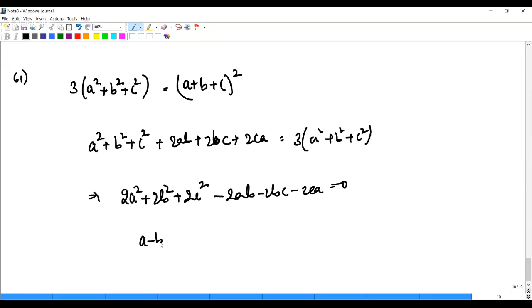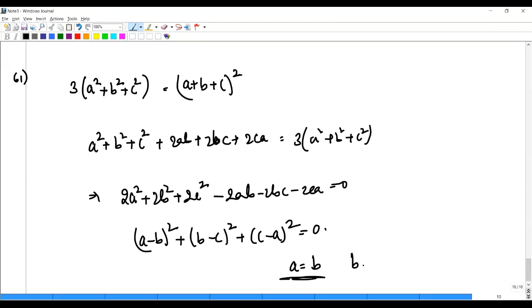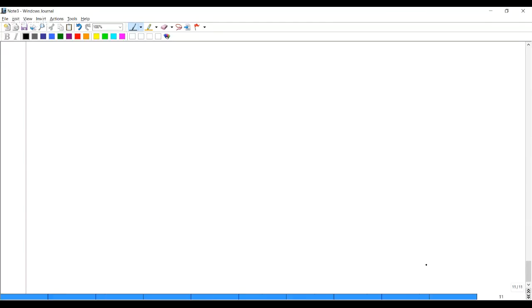You can write it as (A minus B) whole square plus (B minus C) whole square plus (C minus A) whole square is equal to 0. So you can say A equal to B, B is equal to C, C is equal to A. It's an equilateral triangle. When it becomes an equilateral triangle, you know each and every angle is 60. Sine square 60 into 3 times because everything is same. 3 into 3 by 4 which is equal to 9 by 4.